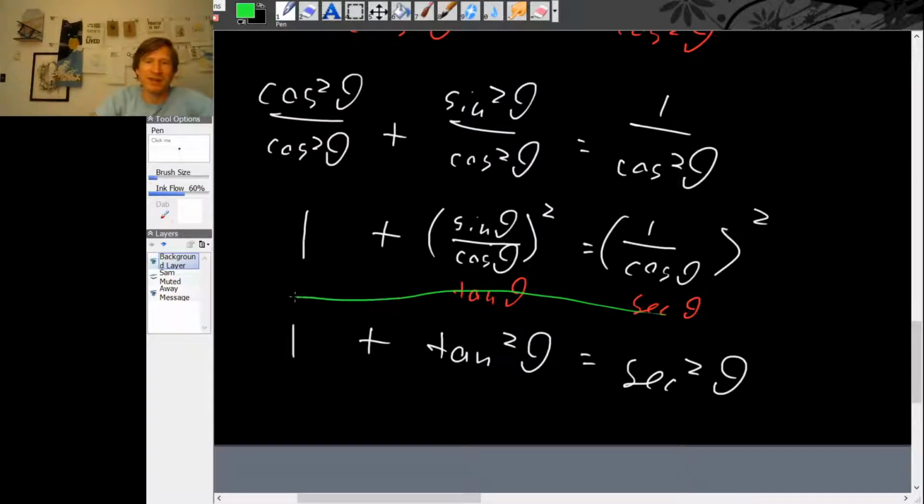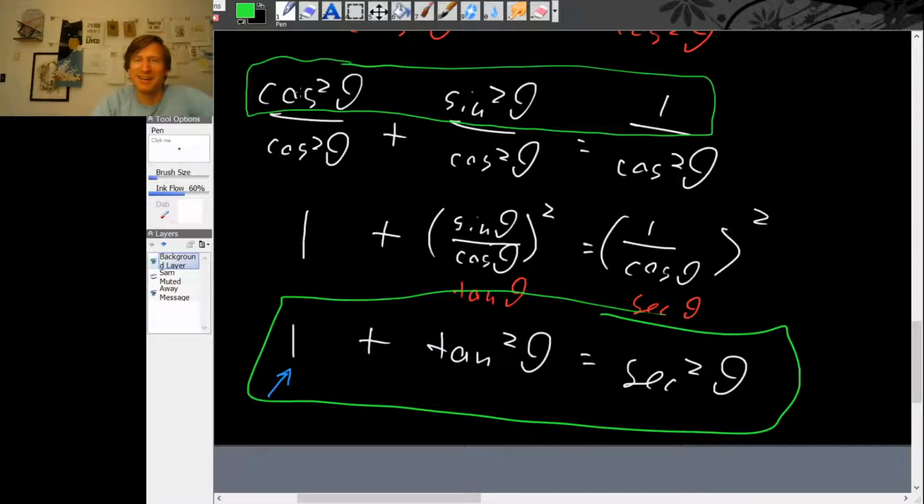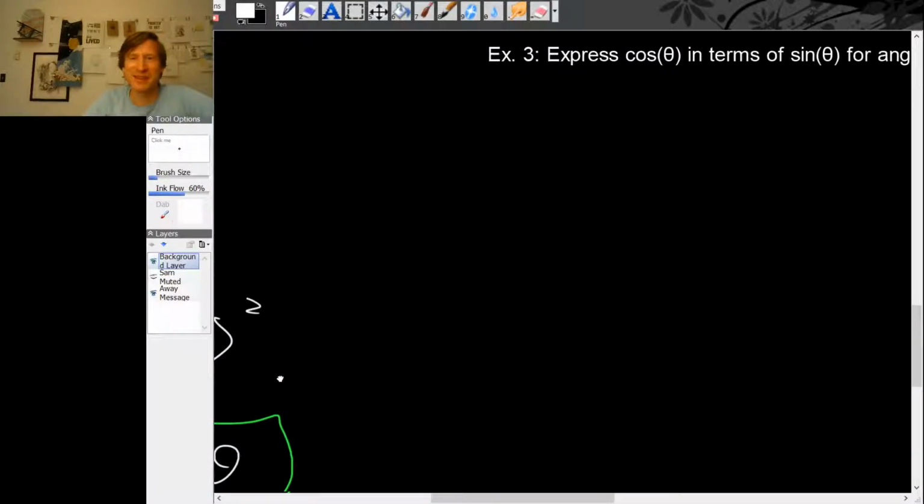So here's another Pythagorean identity. It looks kind of like the one with sine and cosine, except the 1 is in a different place. So it's kind of tricky to remember which side this 1 ends up on. Usually what I do is I only remember the one with cosine and sine. That one is deeply ingrained in my memory. And then I just remember that if I need to, I can divide by cosine to get this other Pythagorean identity.